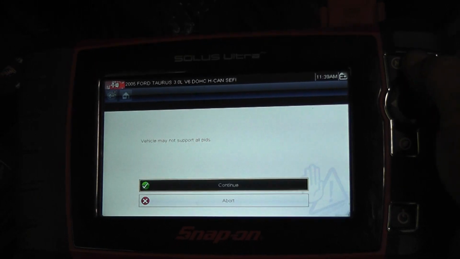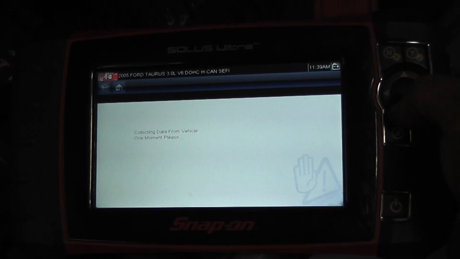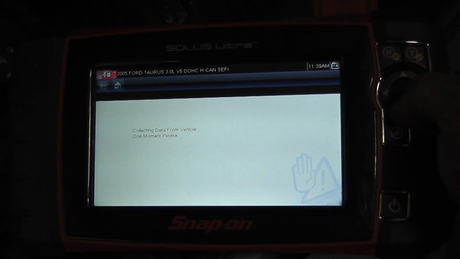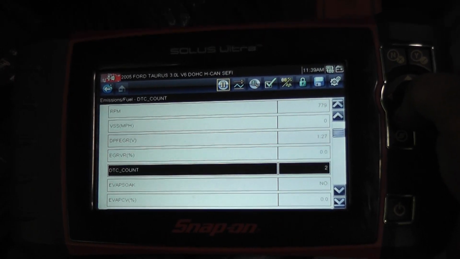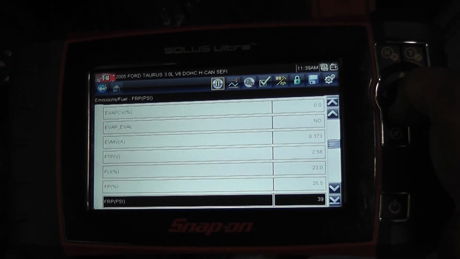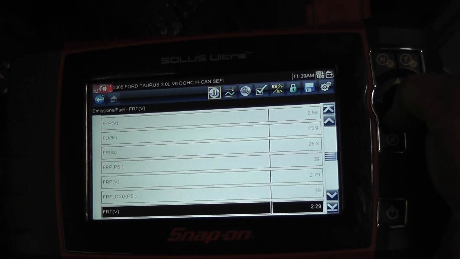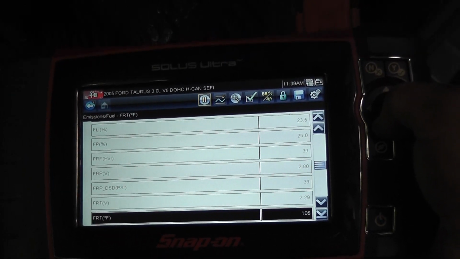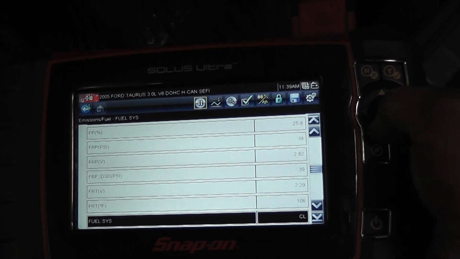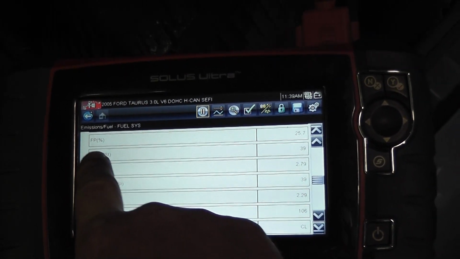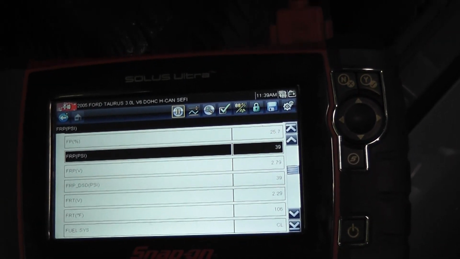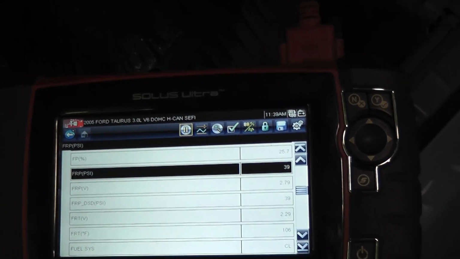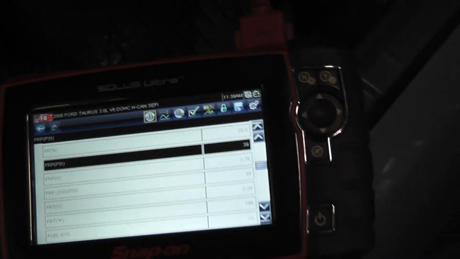If I go to my fuel and emissions, and go down here, we got fuel tank pressure. I'm not concerned about fuel level percentage. There's your fuel pump duty cycle. And the one I just highlighted is the fuel rail pressure.